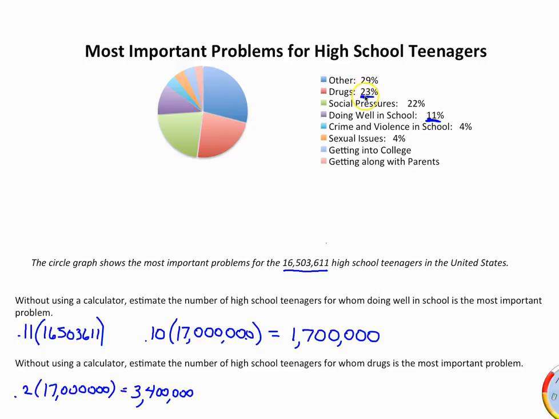But I could also think about this 23% and realize, hey, that's about 25%. And I know 25% is 1/4. So if I were to round this number to 16 million instead of 17 million, then it would be very easy to do that operation and get 4 million.